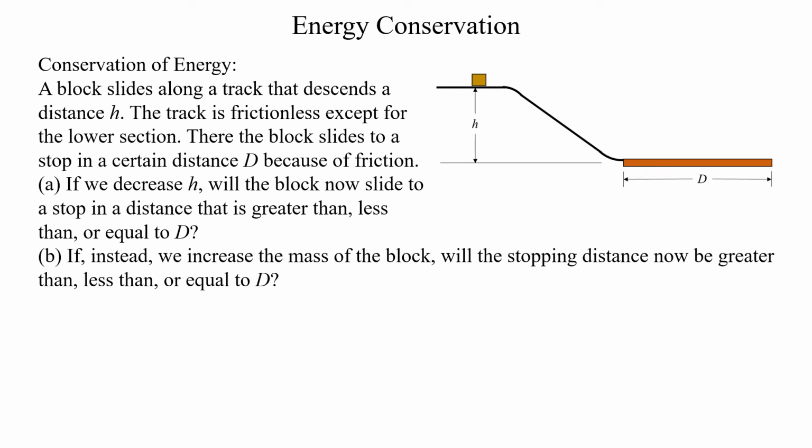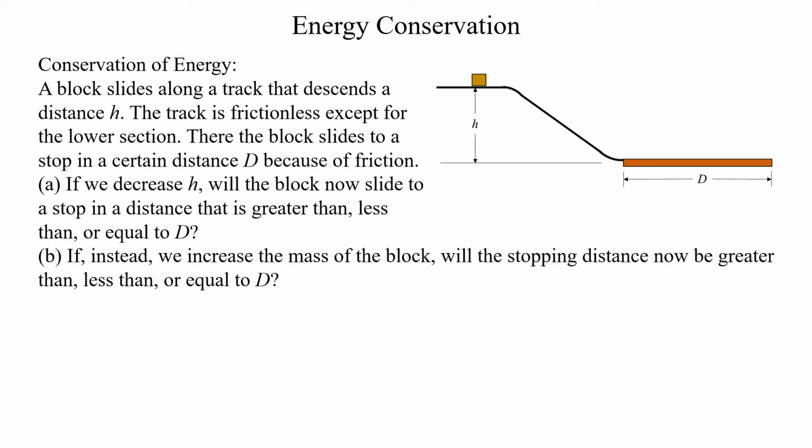All right, let's look at something that has friction. So here in the diagram, we have a block that can slide along a track and descends a vertical distance h. The track is frictionless except for the lower section where we have friction over a distance d. And the block will slide to a stop in the distance d because of the friction down there.